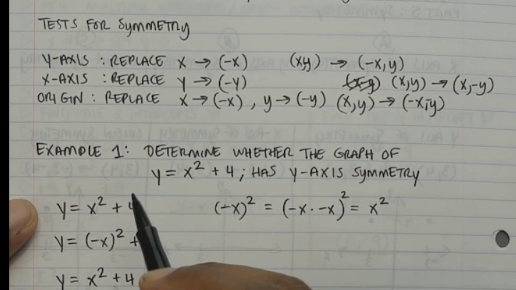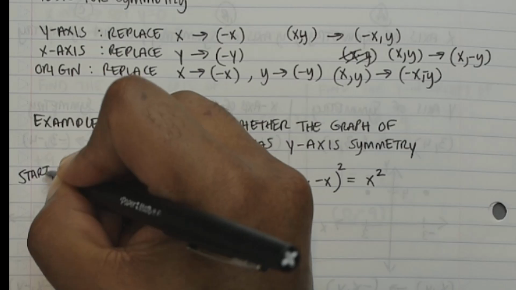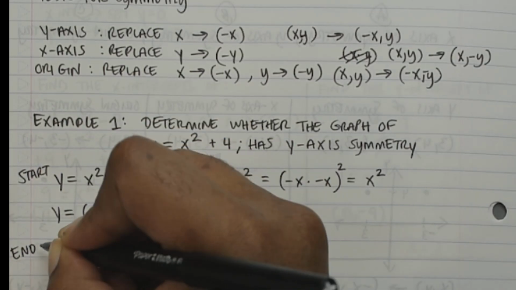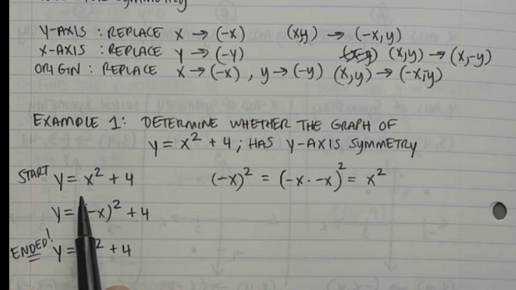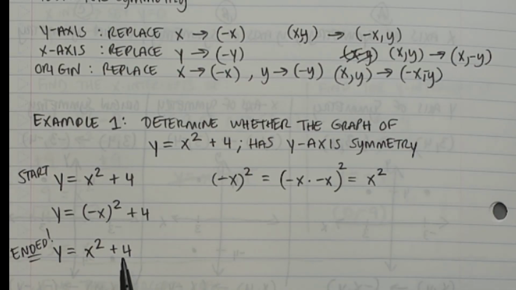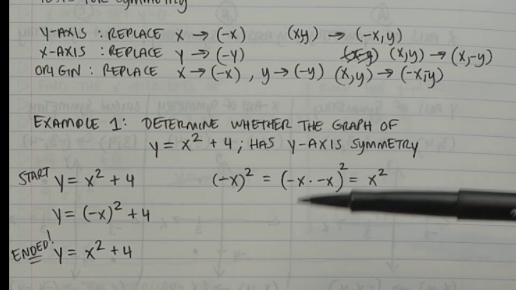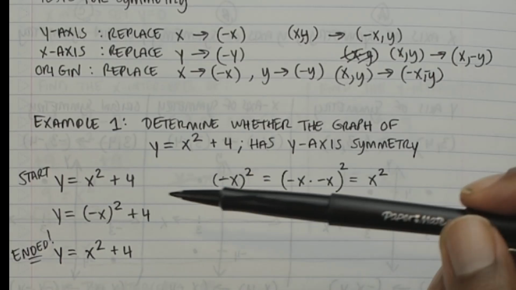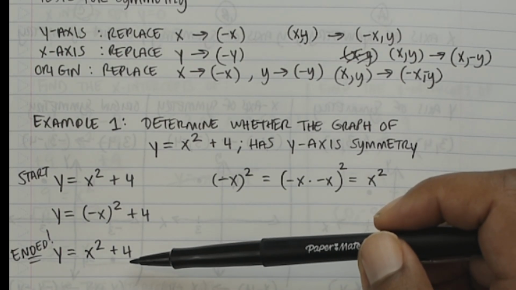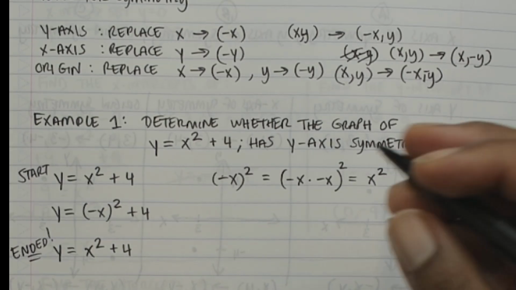So notice the equation started here and it ended here. So the original equation ended up being the final equation. And so this is exactly why we can understand that this equation has y-axis symmetry. This is exactly the original equation that we started with in the first place. So therefore, the graph is symmetric with respect to the y-axis.